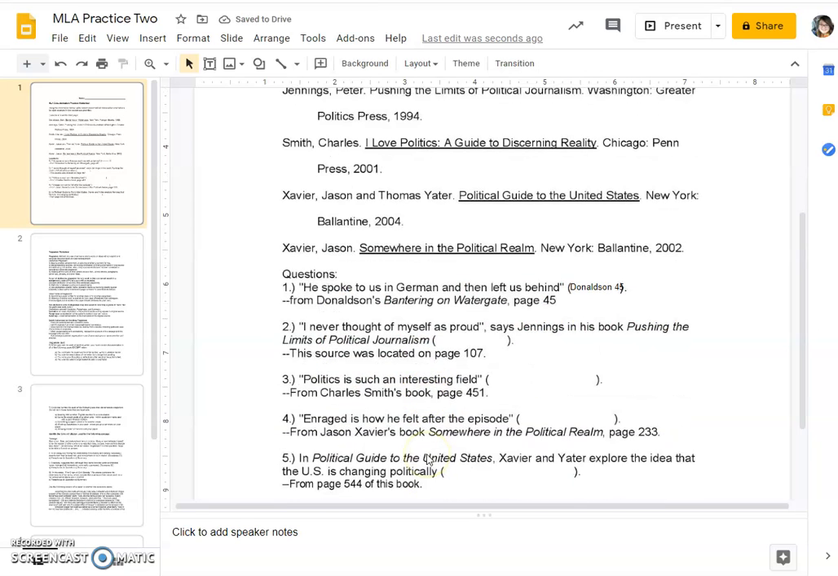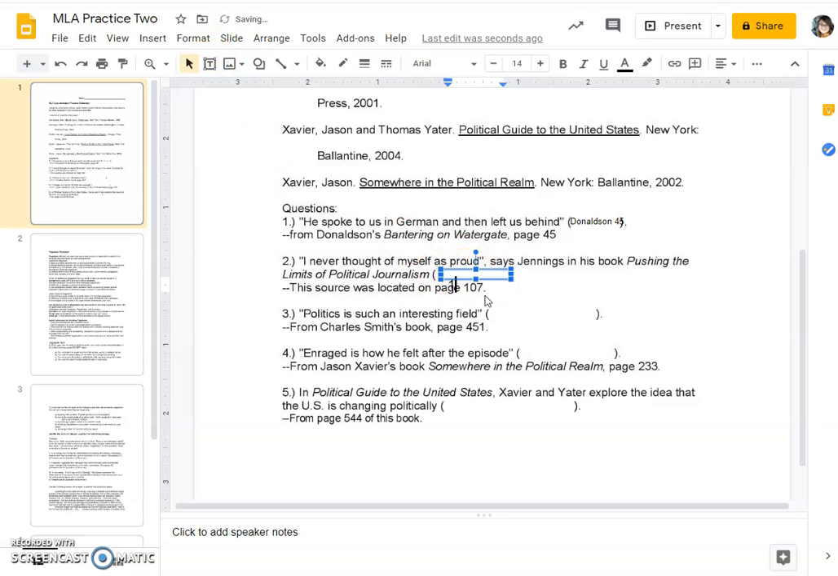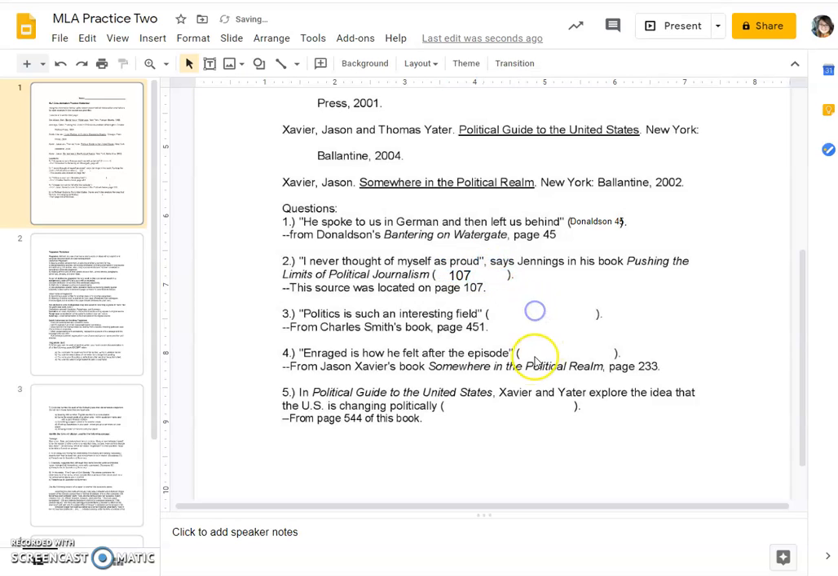Alright. Then let's do number 2. I never thought of myself as proud, says Jennings in his book, Pushing the Limits of Journalism. The source was located on page 107. Because we have the word Jennings here, we do not need to put it here, so all we need to do is put the number 107. And then we're done. Alright, try number 3 on your own, and then I'll give you the answer.